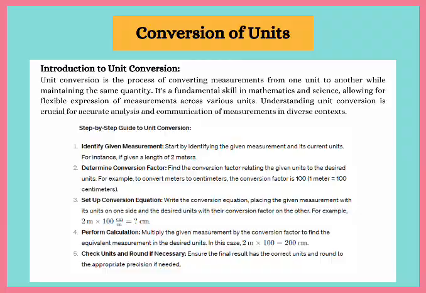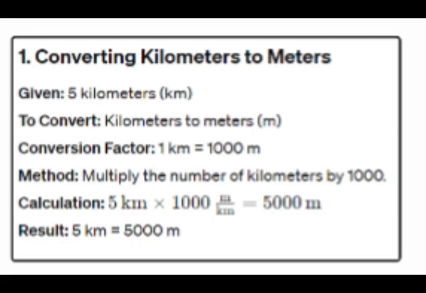Here is another example. In converting kilometers to meters, we have a given of 5 kilometers. Then we must convert it to meters. The conversion factor of kilometers to meters is 1000. Next, we'll multiply the number of kilometers by 1000. In calculating, we multiply 5 kilometers times 1000 meters over kilometer. It is equal to 5000 meters. Result, 5 kilometers is equal to 5000 meters.